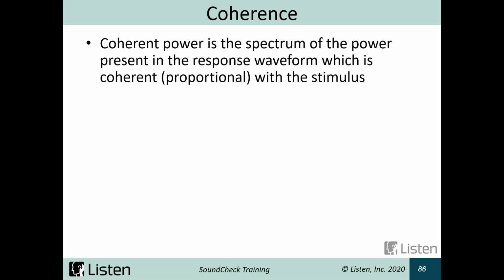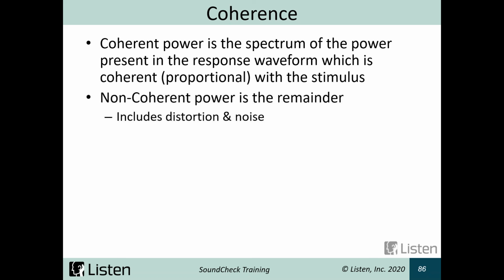So one option we get with transfer function is coherence. Coherent power is the spectrum of the power present in the response waveform, which is coherent or proportional with the stimulus. So it's the linearity of those. Non-coherent power is the remainder. So if my environment was very noisy, or if my program material, let's say I was playing music through a WAV file, didn't have signal above or below a certain range, or maybe there wasn't enough time to average that signal, my non-coherent power would increase.